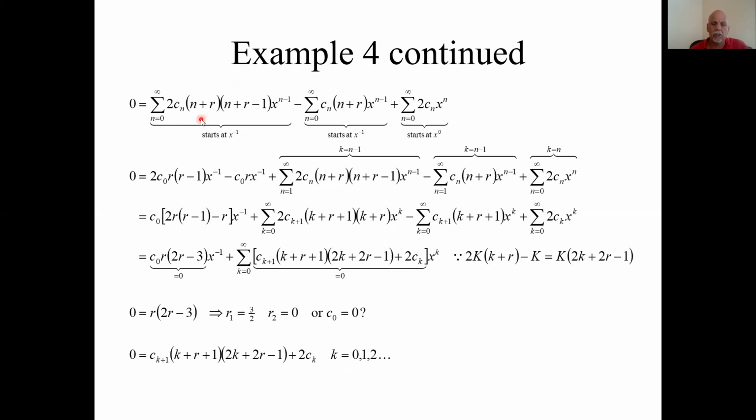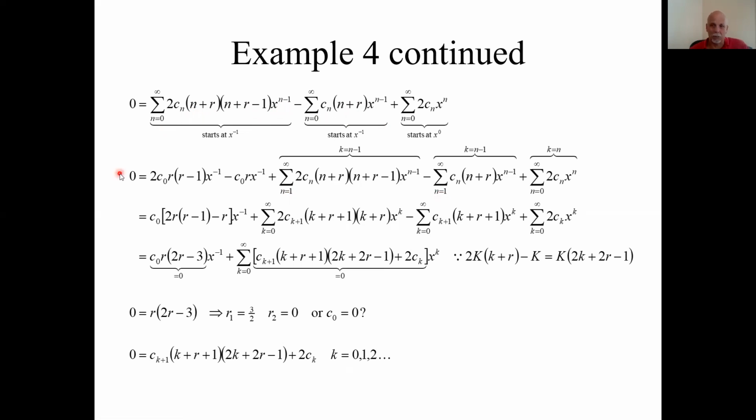We'll pull off this guy's first term and this sum's first term. So we'll pull them out. We'll have a 2 c sub 0 r times r minus 1 x to the minus 1. This guy's first term, c sub 0 r x to the minus 1. Then we start these two sums at one index higher, because we just pulled off the first terms. So this guy now starts at n equals 1, and this guy now starts at n equals 1.